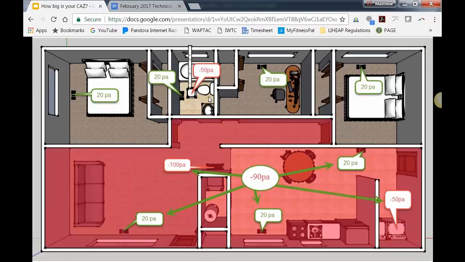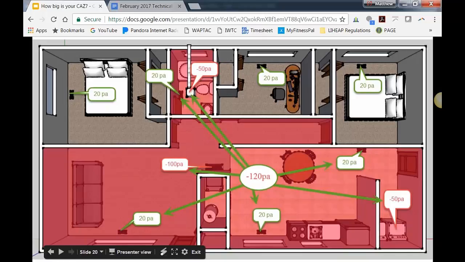Now, how does that affect everything else in the house? If the door is technically really sealed, it shouldn't, but it's most likely not. Yeah. Everybody else feel the same? Yeah. So I'm going to open that door.